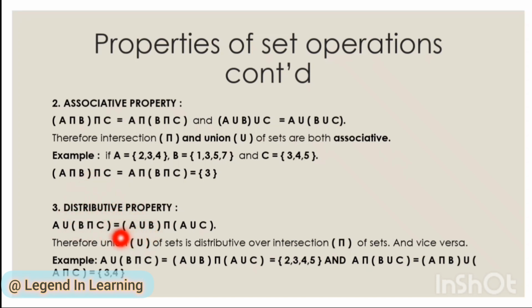Let's look at an example. We have A union B intersection C is equal to A union B intersection A union C. Then, from what we were given here, A is equal to 2, 3, 4, B is equal to 1, 3, 5, 7, and C is equal to 3, 4, 5. I'll just place them in, and my final answer should be 3, 4. As I get my answer to be 3, 4, I can conclude that the union set is distributive over the intersection.